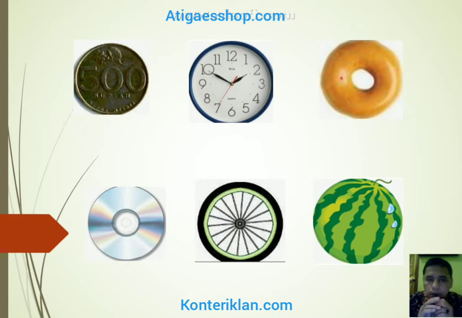Well, before we continue, have a look at the picture. How many pictures do you see? Yes, exactly 6 pictures. They are a coin, a clock, a donut, a dish, a wheel, and is that a dynamite or a watermelon? Yeah, it depends on you. It can be a watermelon, it can be a dynamite.